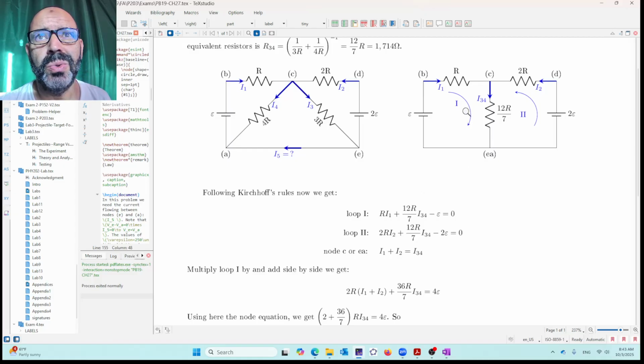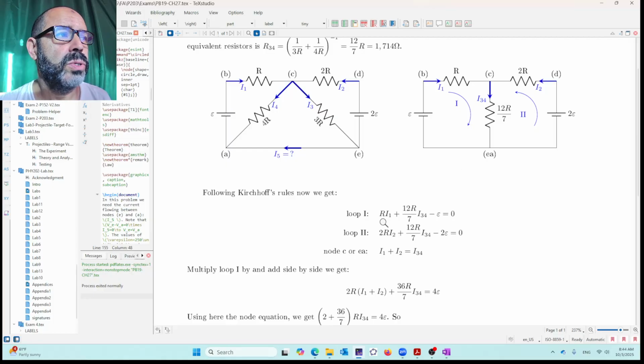I took it this way, so whatever way you take it is fine. And I took the other one. I usually try to follow the current that is coming from the battery. So in this case, I1 is coming from the battery, and I2 from the other battery. This one turned out to be counterclockwise. This one is clockwise. Doesn't mean anything. The equations at the end that you're going to be working with are the same.